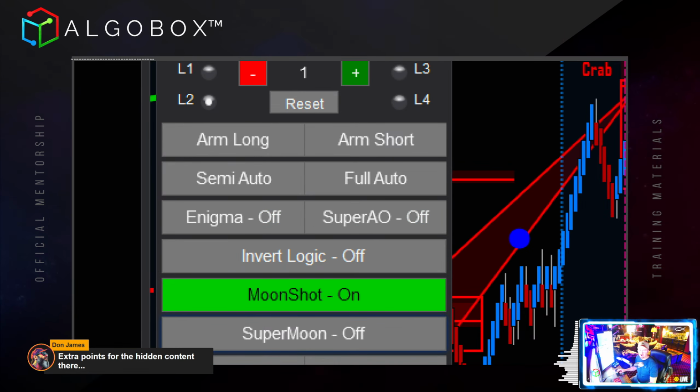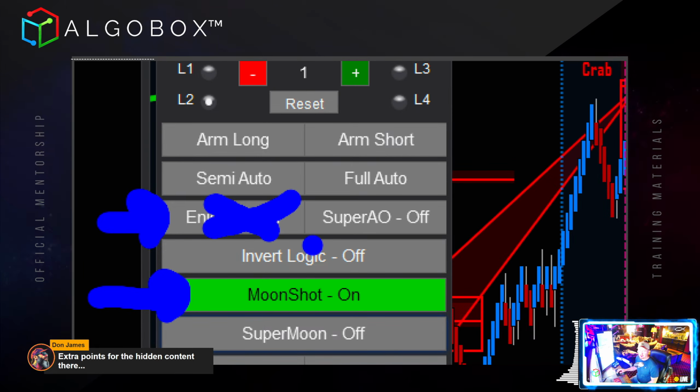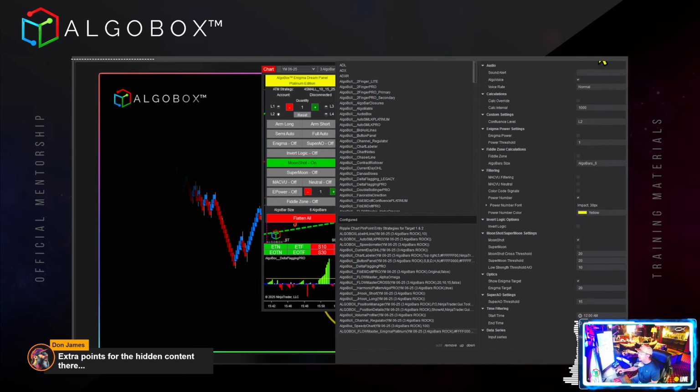So if you have Enigmas on, but you also have a MoonShot on, it will not take an Enigma by itself. It will only take the Enigma if it is also flanked by a cross on the left or to the right within 10 or 15 bars of each other by default. Now you can change that inside the parameters of the DreamPanel pack. It will let you make that larger, but by default I believe it's set to 15. Yeah, there it is. Okay.